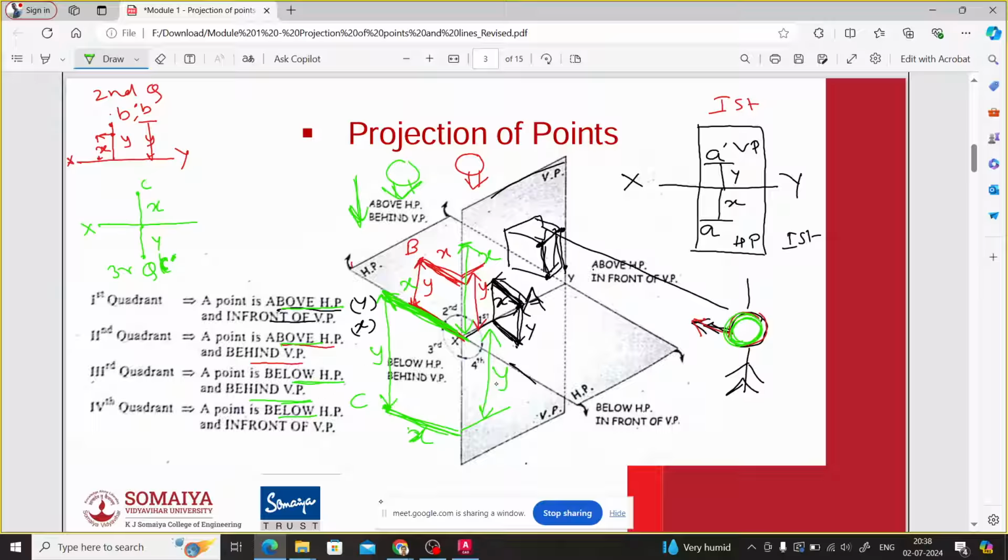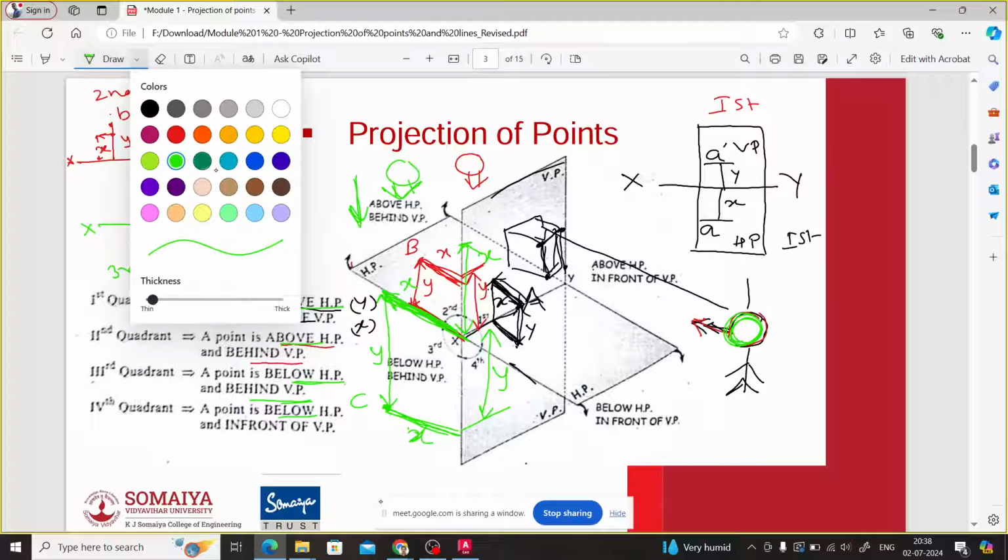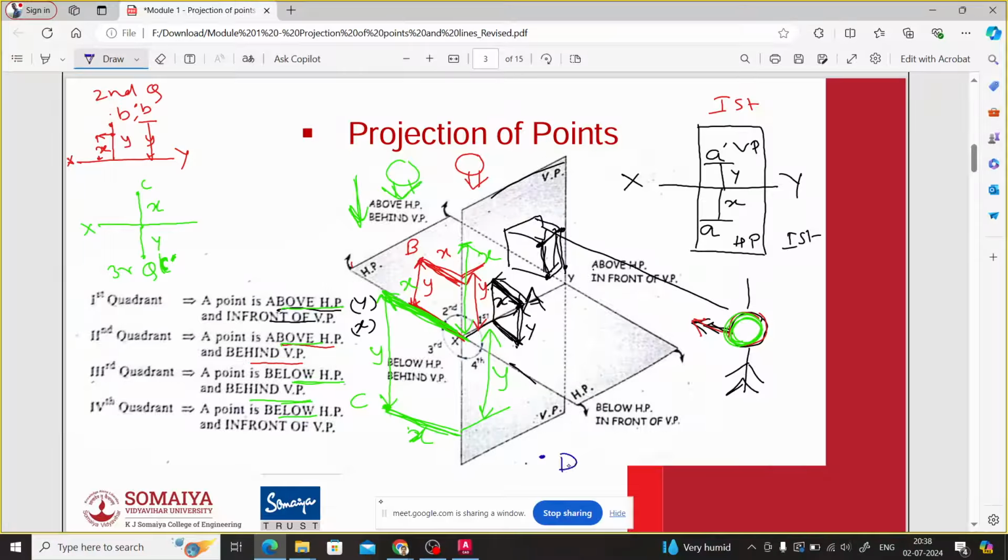Now let us look at the fourth quadrant case. Let us take the point as D, and for the fourth quadrant, what is the distance? It is below HP. So let us take this distance below HP as Y. And it is in front of VP. So by how much distance is it in front? Let us assume this is X. Getting this? Now by how much distance it is below, that we can easily see whenever we are looking in this direction.